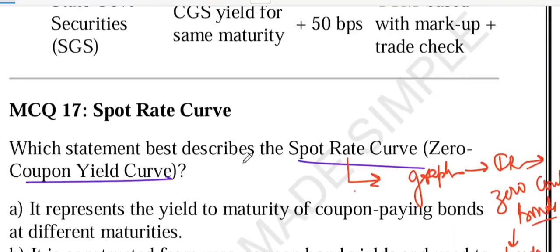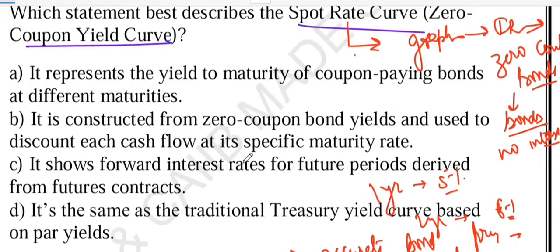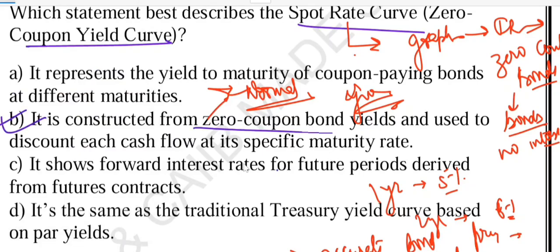Now let's see the options that we have. Option A says it represents the YTM of a coupon paying bond at different maturities. That is wrong. Basically that is called the normal yield curve, not the spot yield curve. What about option B? It is constructed from zero coupon bond yields and used to discount each cash flow at its specific maturity rate. Option B is correct. That is what I am talking about.